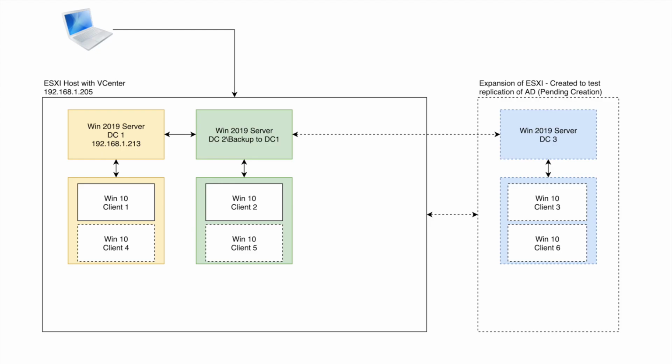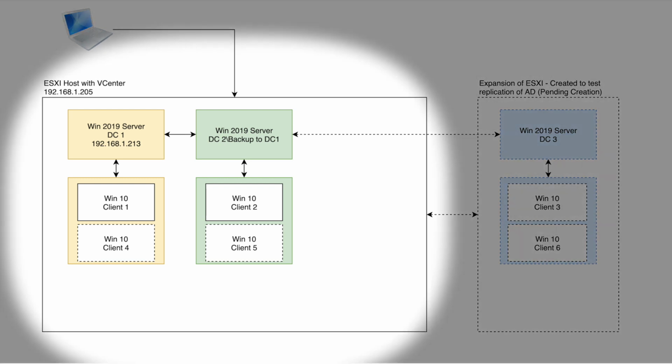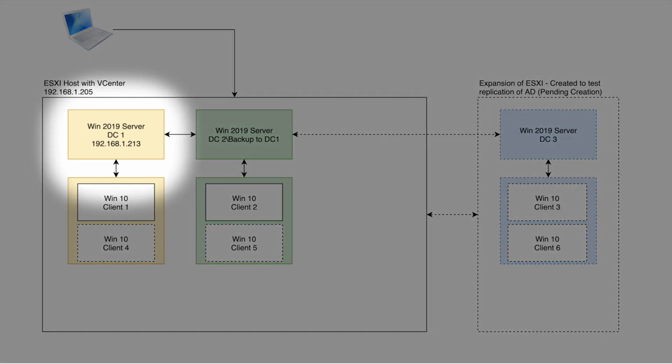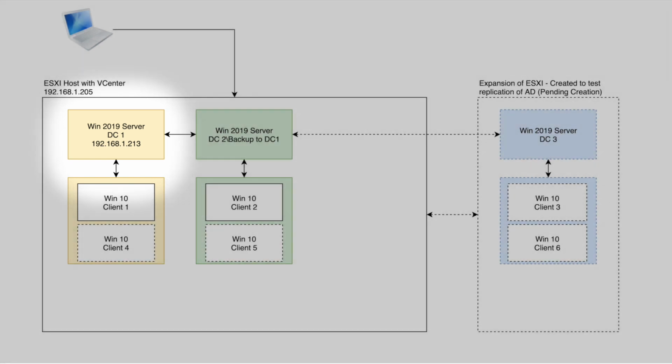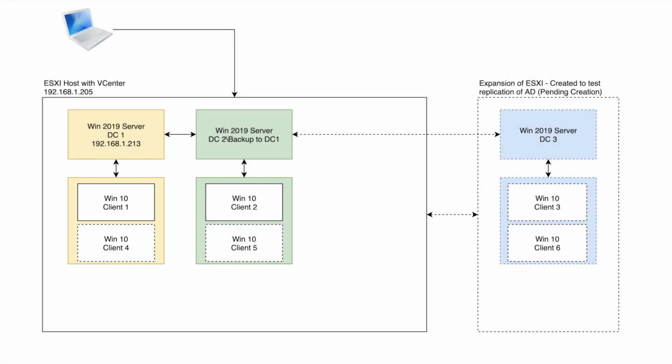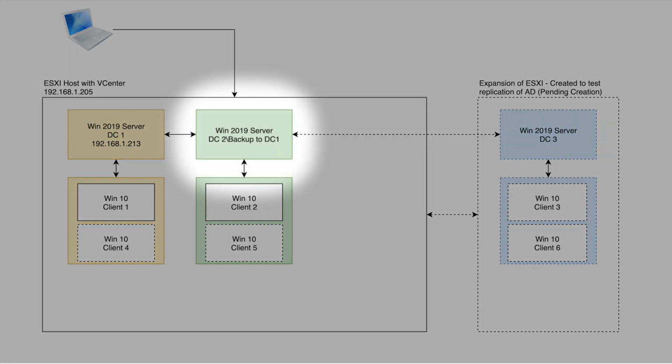What you are looking at here is the first layout of what the current plan is. I'm first going to start with a single ESXi host, just to keep things a little simple. DC1 will be the primary domain controller. And for now, I would like to have at least one client reporting to it. On this same host, I would also like to have a secondary domain controller.